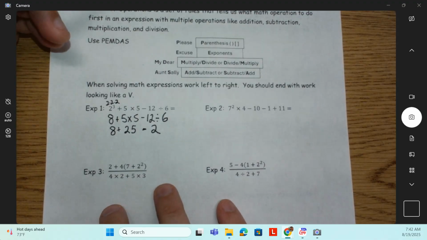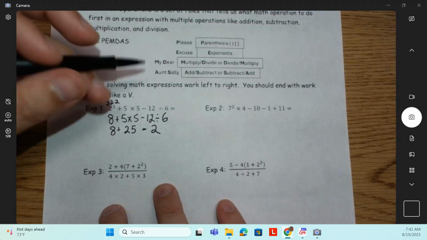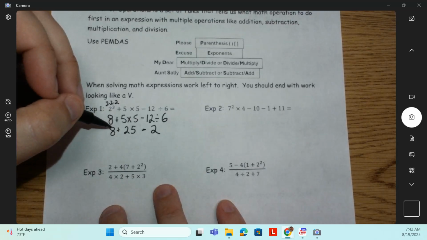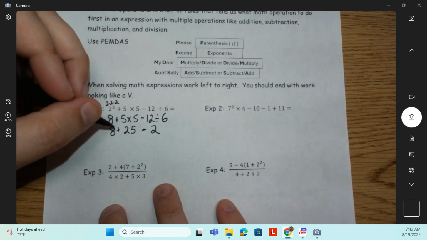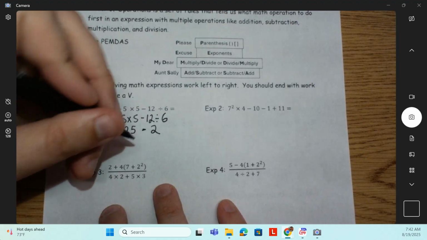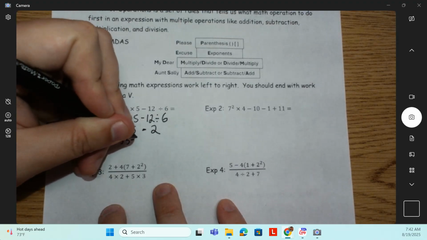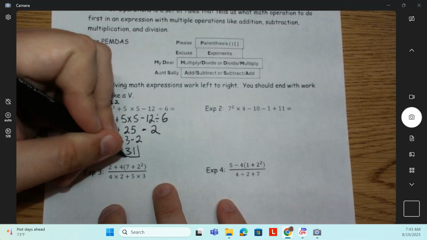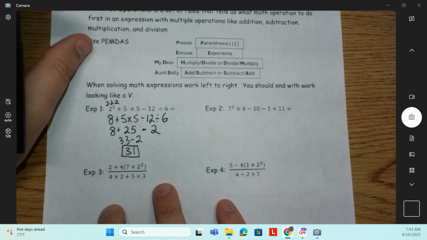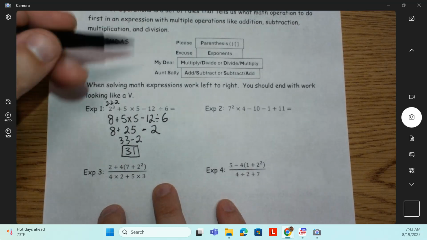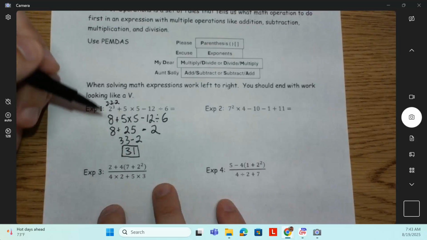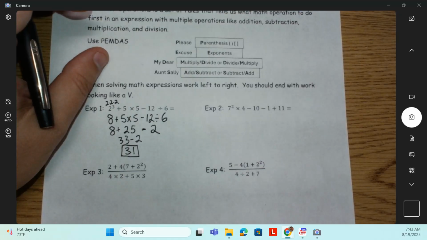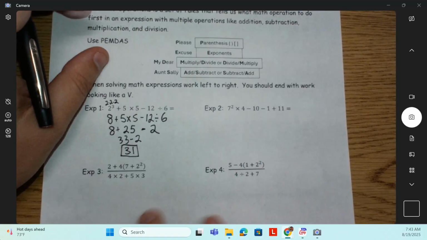Okay, our last step is doing addition and subtraction from left to right. So first thing is to add 8 to 25, which would give me 33, and we can just think, well, if I get 33 here, 33 minus 2, we don't have to write that down necessarily, and we just get 31 as our answer. So when it says it should look like a V trailing down to the answer, that's kind of what it means. Just basically meaning make sure you show some work as you go along on this.